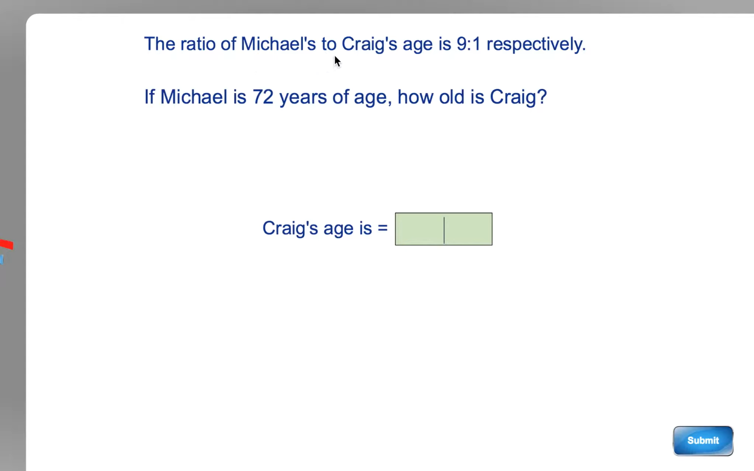The ratio of Michael to Craig's age is 9 to 1. So Michael is 9 and Craig is 1. If Michael is 72, how old is Craig? So again, you think equivalent fractions. What do you times 9 by to get to 72? Well, I think 9 times 8 is 72. I'm using my times table knowledge. 9 times 8 makes Michael's age. So it's going to be 1 times 8 to make Craig's age. And 1 times 8 is 8.